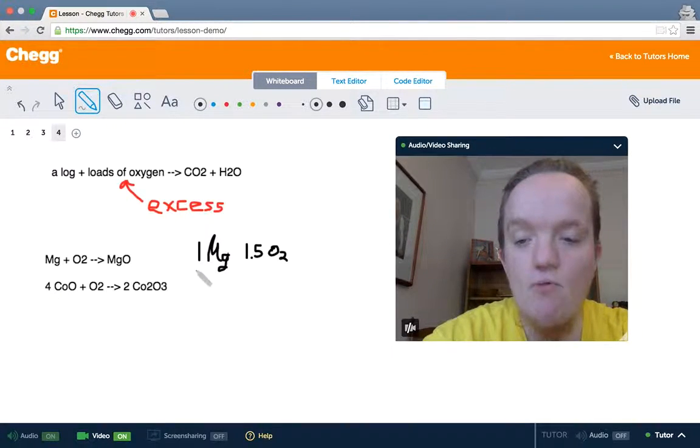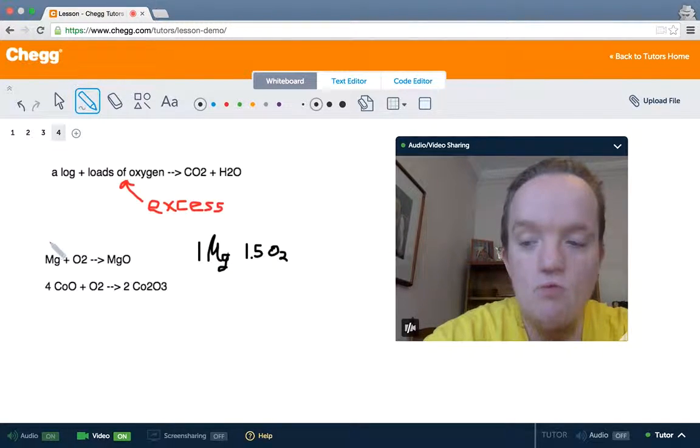So if I have 1 mole of magnesium and 1.5 moles of oxygen, one way we can do this is to say, well, which, if we react the entire thing, is going to form less product. So say I have 1 mole of magnesium. 1 mole of magnesium is going to produce 1 mole of magnesium oxide.